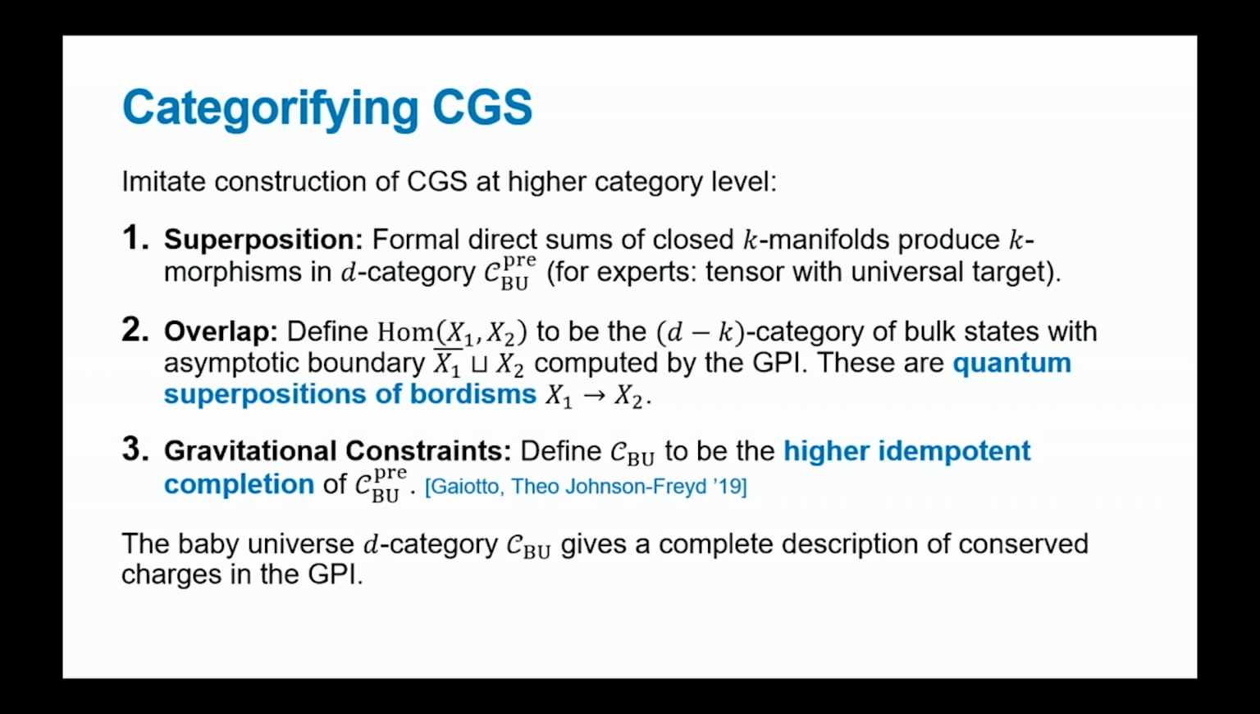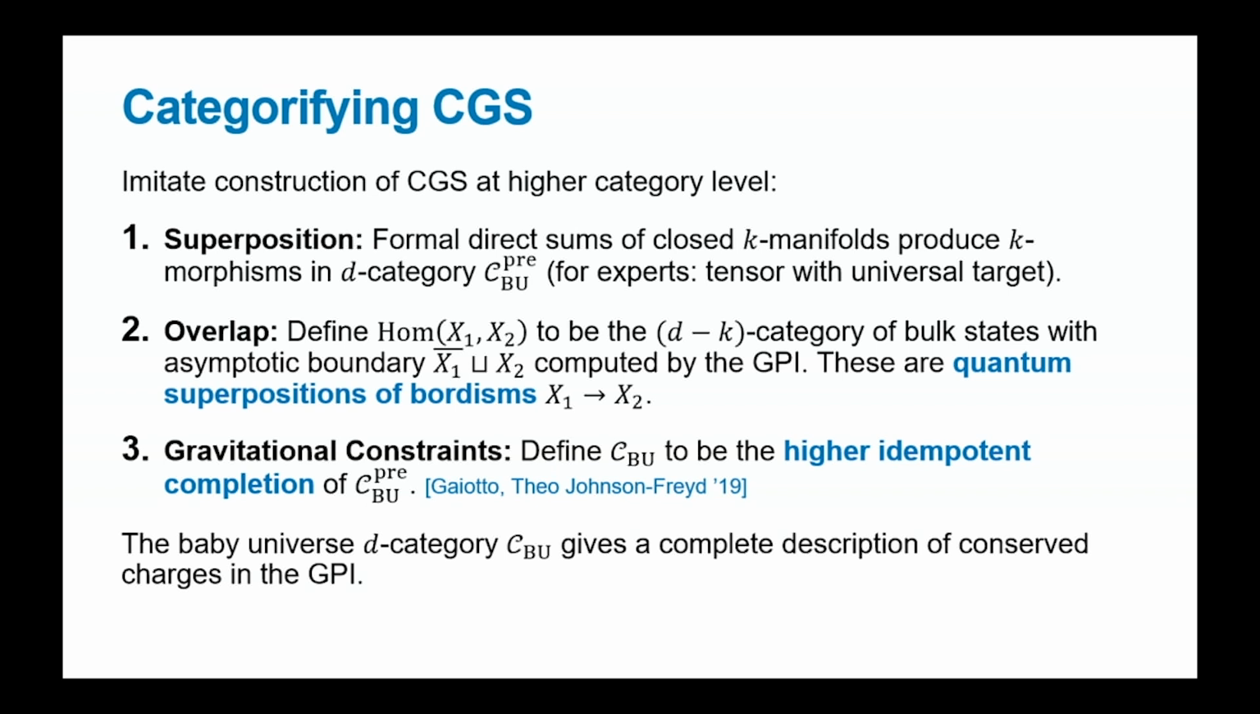So the morphisms in this category are quantum superpositions of morphisms from one manifold x1 to another manifold x2. It is not just the set of classical bordisms from x1 to x2, but the category of quantum superpositions of such bordisms. This is just formal quantum superpositions, but we compute these. These can be understood as being computed by the gravitational path integral. And now we need to impose gravitational constraints.